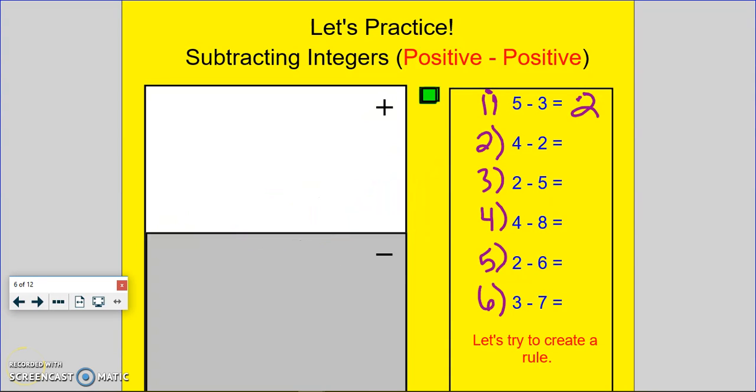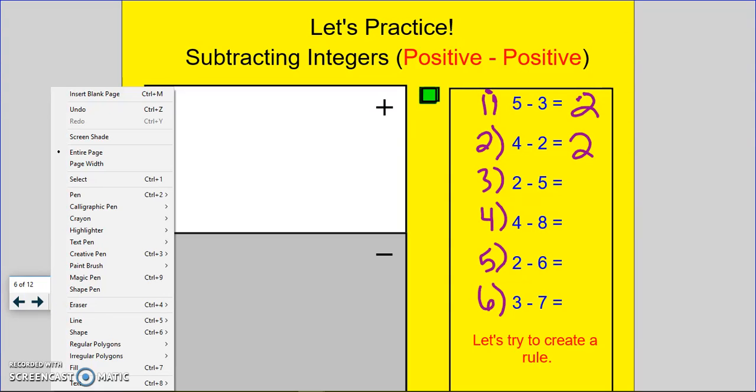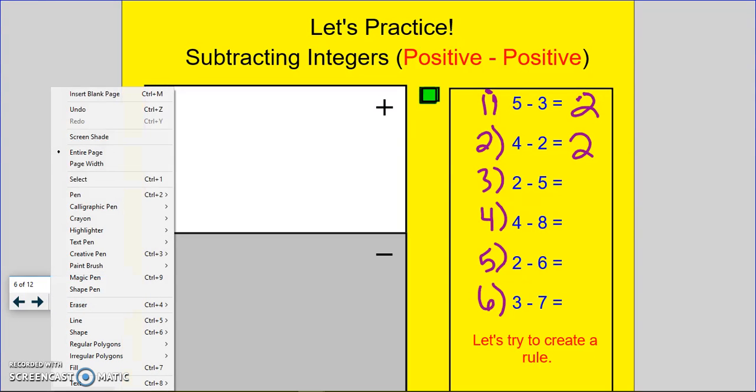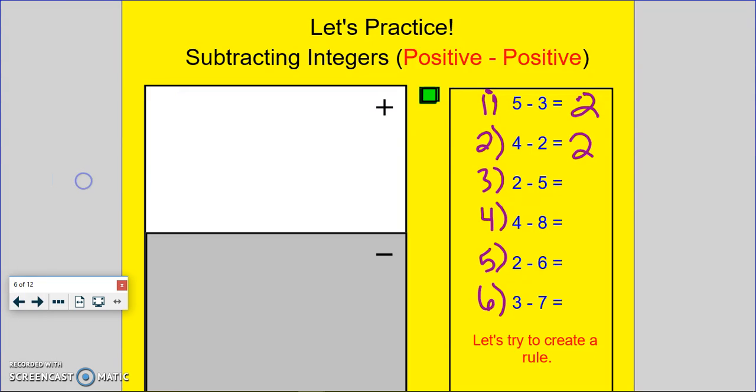Question number 2 here is also very easy. We know what 4 minus 2 is. We know that it will be 2, but we also again have to model this. So we're going to start with putting our 4 positive cubes on the positive side of the mat. So 1, 2, 3, 4, and you drew them in your notebooks. And then we have to show that we are taking away 2.